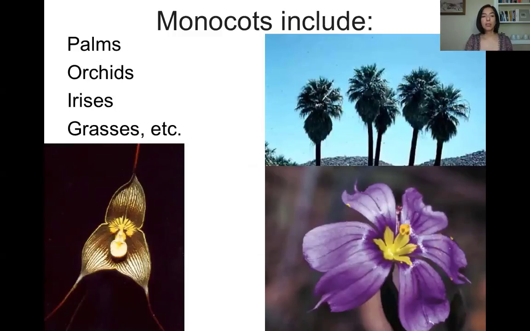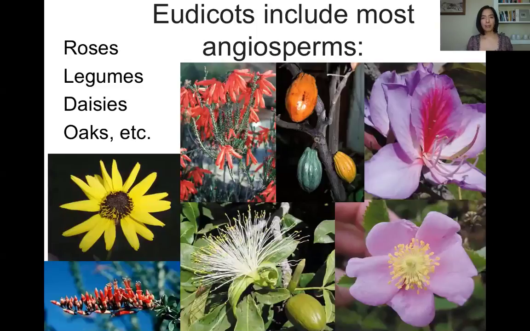Orchids are also monocots. Iris, or irises. Grasses, as we mentioned before, are also monocots. Eudicots include most angiosperms. And in particular, the largest family is the sunflower family with, I think, 30,000 or more species of angiosperms in that family. So yes, daisies, or the sunflower family, has a lot of diversity, a lot of species in this family. But legumes belong also to this eudicot group, roses, oaks, etc.